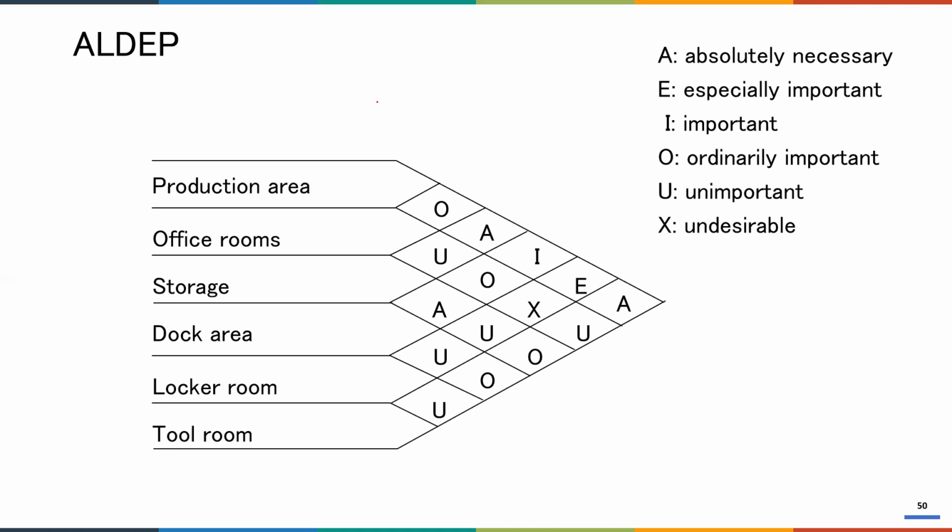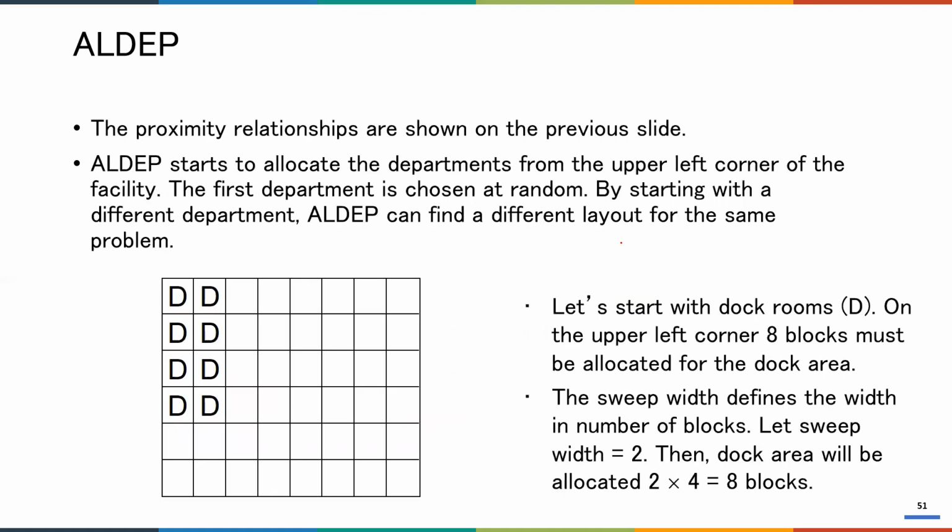And as the initial data, we need the ARC, and then we have the value, yeah, closeness rating. And in ALDEP, this ARC, almost like in CORELAP, becomes the base for developing this layout.